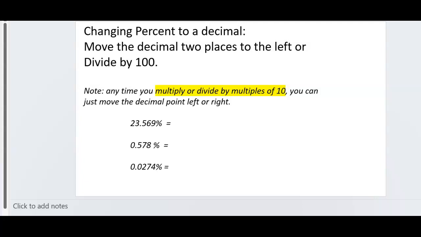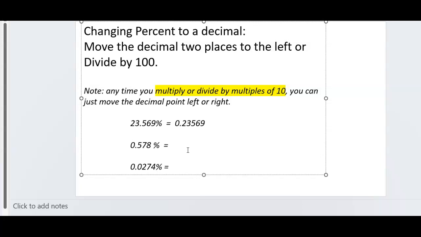So this is just review, but if you have 23.569%, and you want to change that to a decimal because you can't use percents in your calculations, they need to be in decimal form, then you move the decimal 2 places to the left. So I'm going to go 1, 2, and so 23.569% is equal to 0.23569.